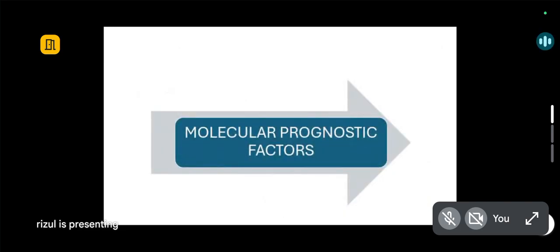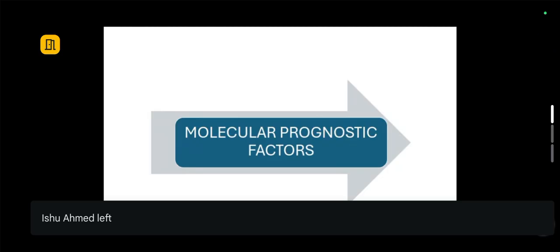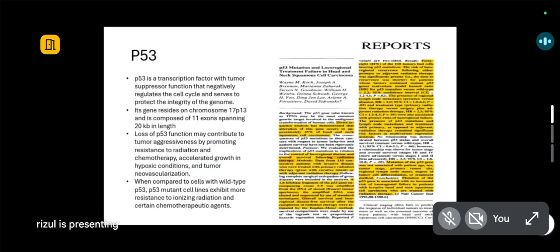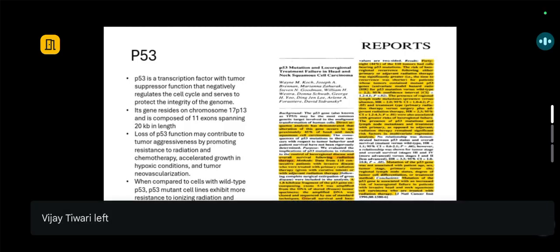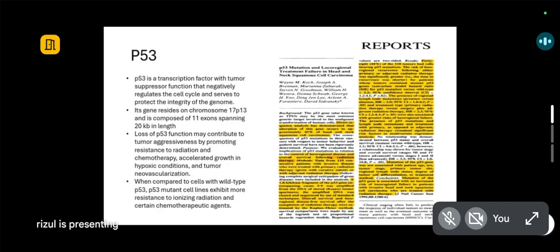Then there are other molecular prognostic factors. First one is P53. Now, what is P53? It is a transcription factor with tumor suppressor function that negatively regulates the cell cycle and serves to protect the integrity of the genome. It resides on chromosome 17p13 and is composed of 11 exons. The loss of P53 function may contribute to tumor aggressiveness by promoting resistance to radiation and chemotherapy, accelerated growth in hypoxic conditions, and tumor neovascularization.